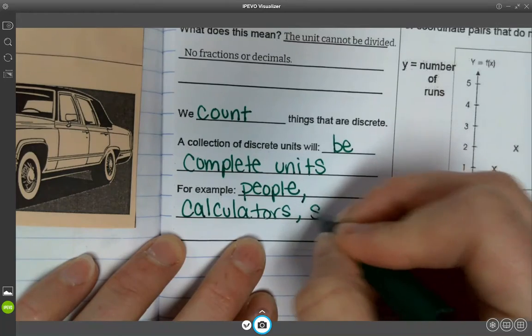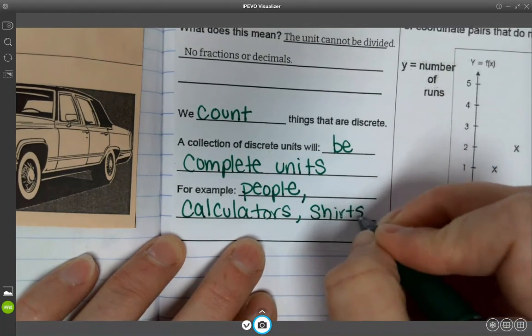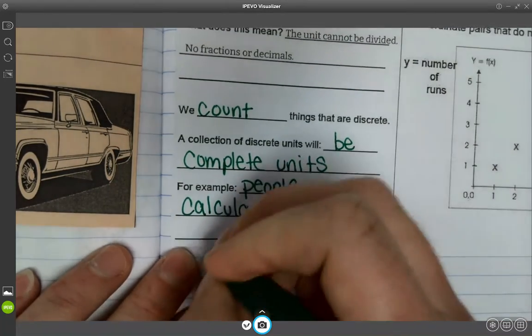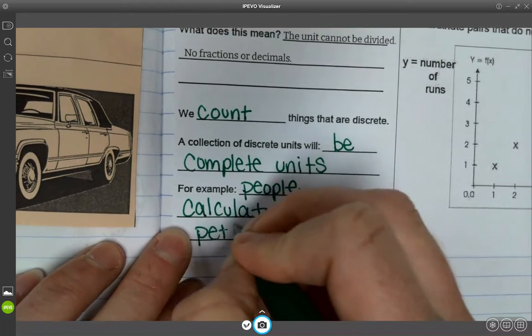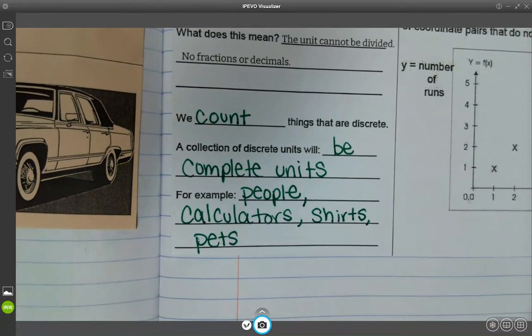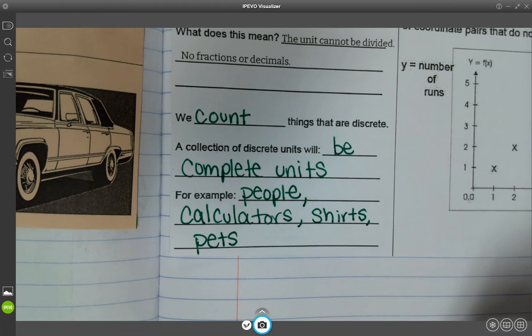I could count shirts. And we could also count pets. You would say I have 3 pets at home. There would never be, I have 6.5 pets. Like, that doesn't work. You count them.